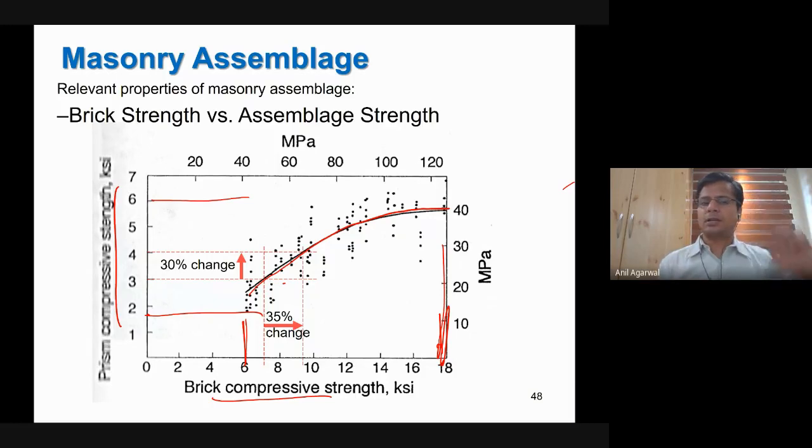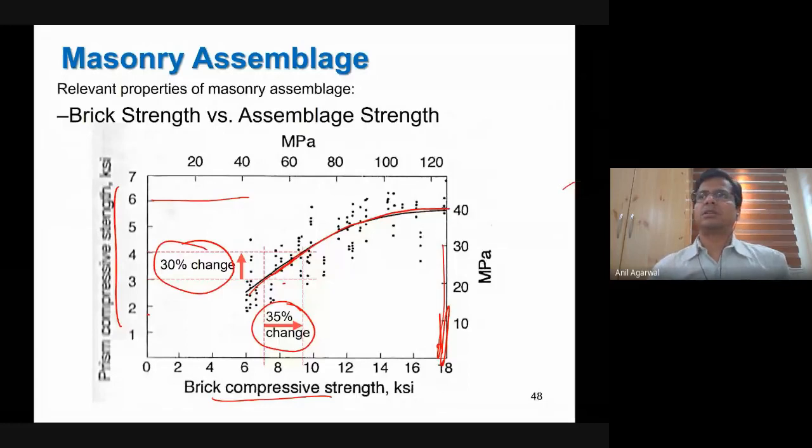So what you can see very clearly is that prism strength, that is assembly strength, is always less than the strength of the brick. That is clear. Another one is that if you take the slope of this line, that will give you an indication of how much contribution bricks make towards the strength of the masonry. If I take this slope in this particular region, if I make a 35% change in the brick strength, my masonry strength changes by about 30%. So there is a good correlation between brick strength and masonry strength.